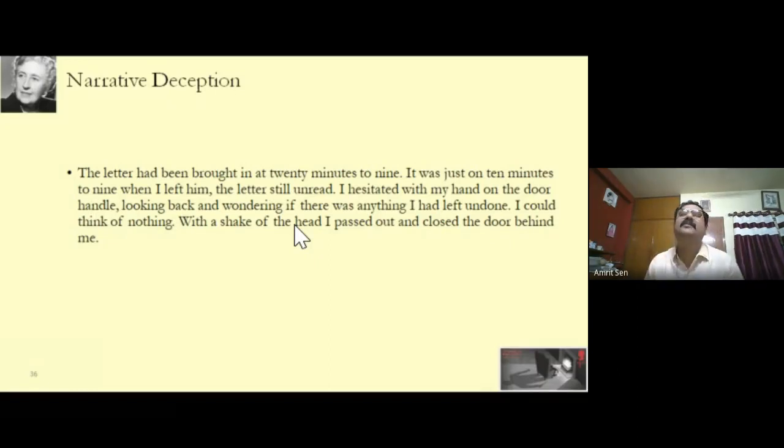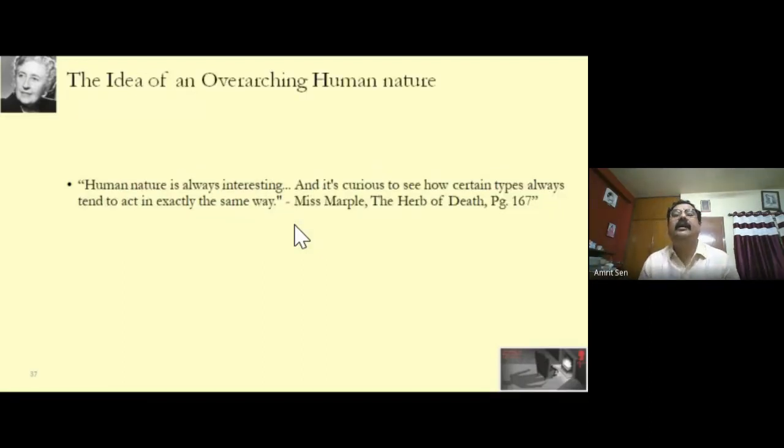The title of my PowerPoint presentation was Playing with the Form. How does Agatha Christie play with the form? The first play, and the most important play, is in making the confidant, the narrator, the criminal, so that at every point there is a narrative deception which is played out on the reader. There is, of course, an idea of an overarching human nature: wherever you go, human nature is fundamentally the same. Certain types always tend to act in exactly the same way.